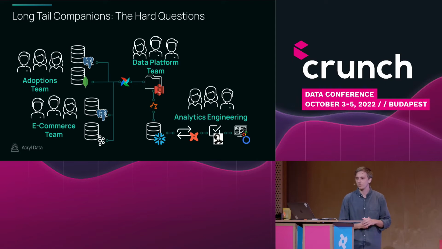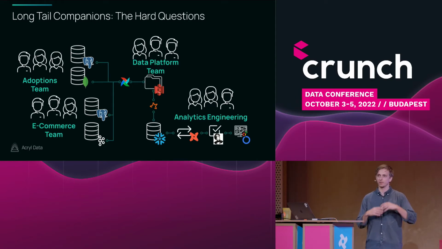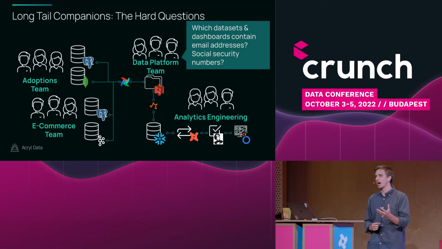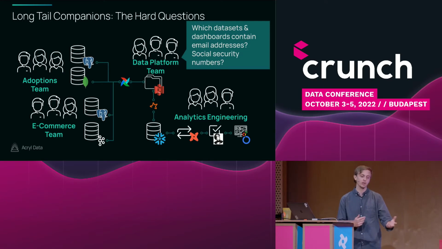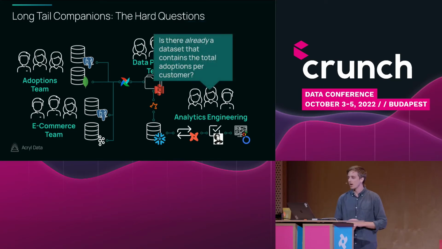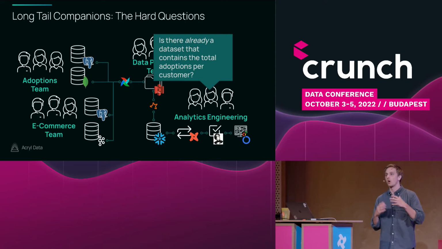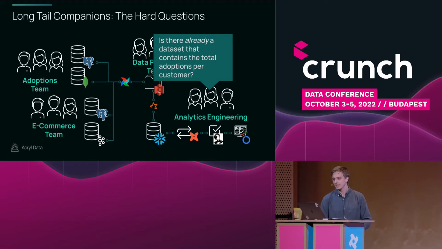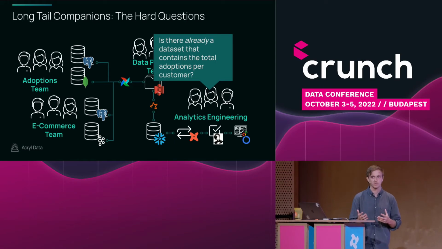And now we're going to talk about some of the hard questions that have evolved as our data stack has grown more complex. The first is you can imagine a situation where the data platform team is being audited, and they're being asked to provide information on which data sets, dashboards, and pipelines contain email addresses or social security numbers, right? The second case is when an analytics engineering team wants to know if there's already a piece of data that can accommodate the needs that they have. So for example, is there already a data set that contains the total adoptions per customer, or do I have to go and create that data set from scratch?